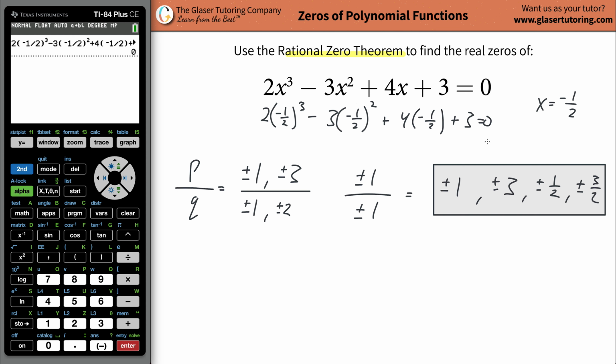So I was right? It looked like a negative 1/2. So this is a real 0. Not only is it real, but it's also rational.